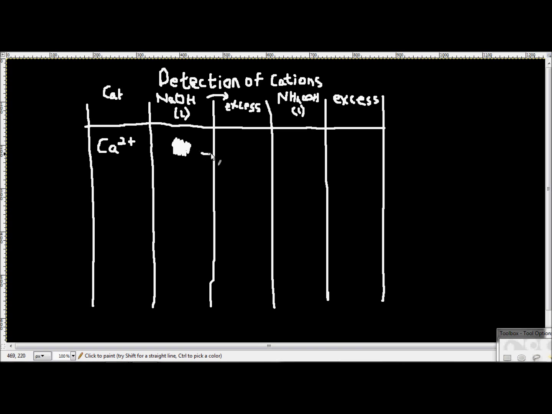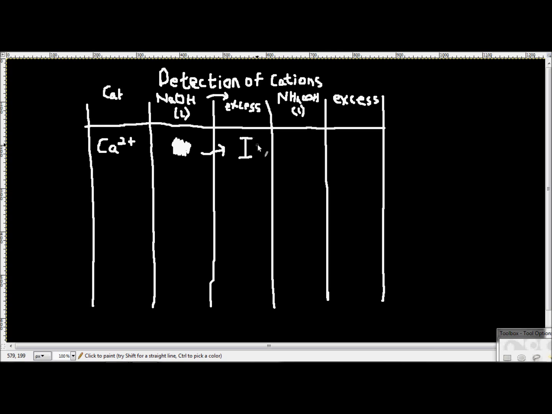When you put any compound in excess of NaOH or NH4OH, what you're going to really see is not what color it's going to give you, but whether the compound dissolves. Does it leave behind a precipitate? If yes, does the precipitate dissolve? Is it soluble or is it insoluble? So over here I'm going to write insoluble with an I, and soluble with an S. So over here calcium is insoluble.